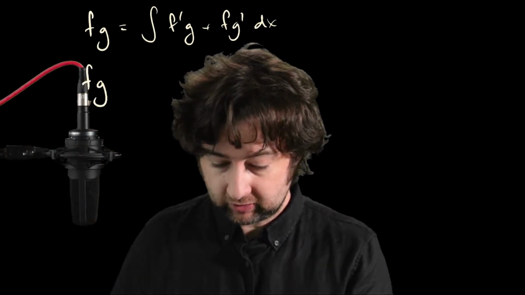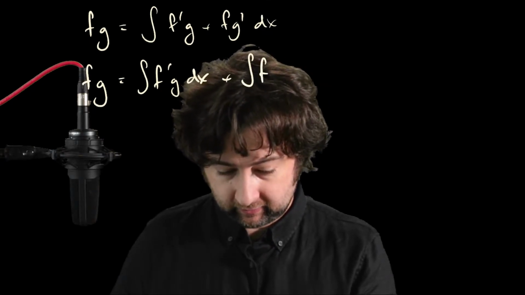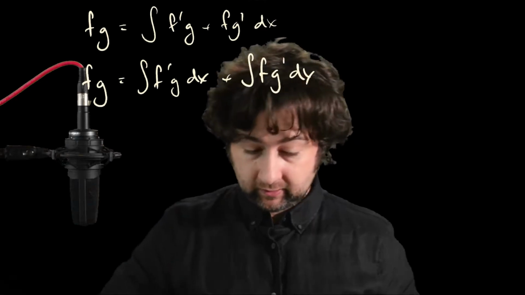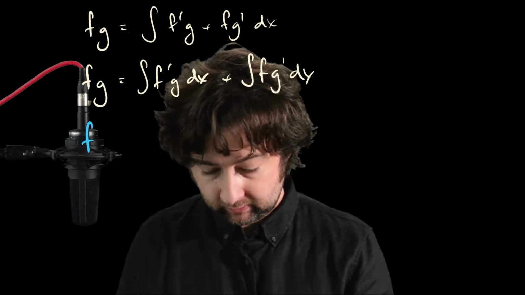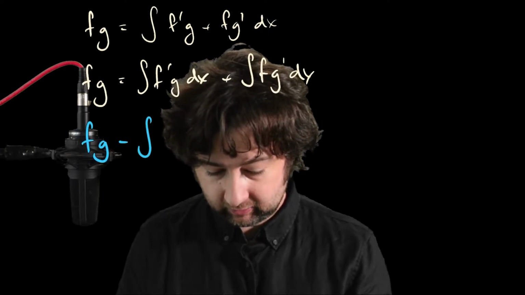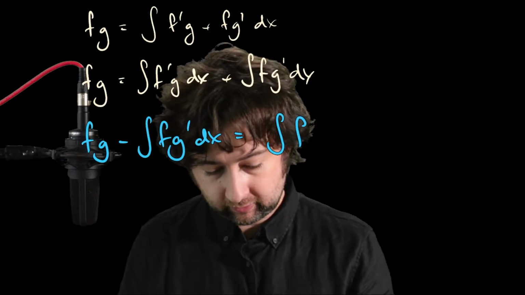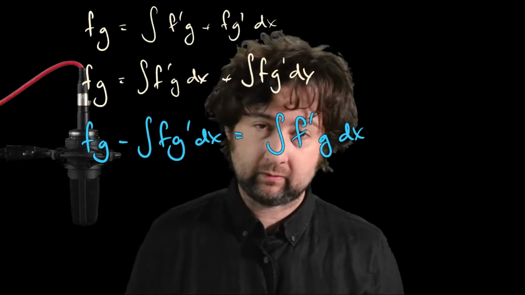Okay, so here's where we start. We're going to split this integral up into pieces. The integral of the derivative of f g is equal to the integral of f prime g dx plus the integral of f g prime dx. I can do that because the integral is linear, so I can split it across this sum into two pieces. So we're going to take this expression and isolate one of the integrals: f g minus the integral of f g prime dx is equal to the integral of f prime g dx.